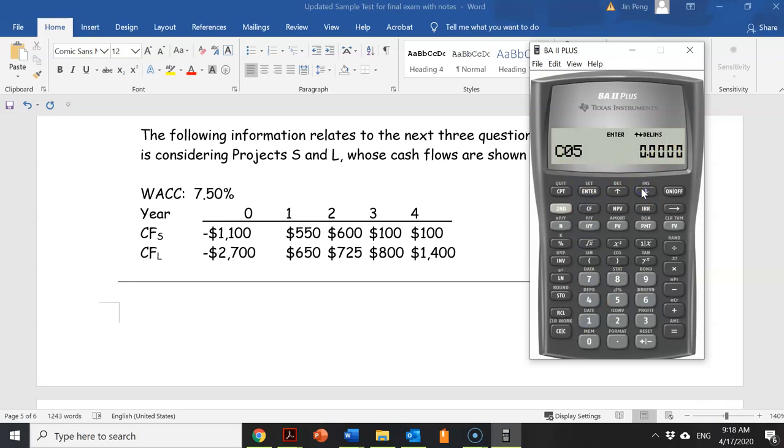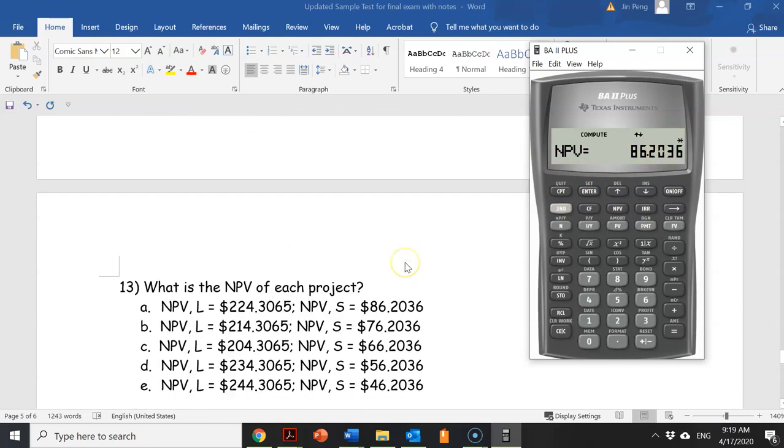Double check there's no cash flow 5. Come back to cash flow 0. Go to NPV, input I as our WACC here, 7.5. Remove the percentage sign. Press enter. Down button. Compute NPV. So we have 86.20 for cash flow S.